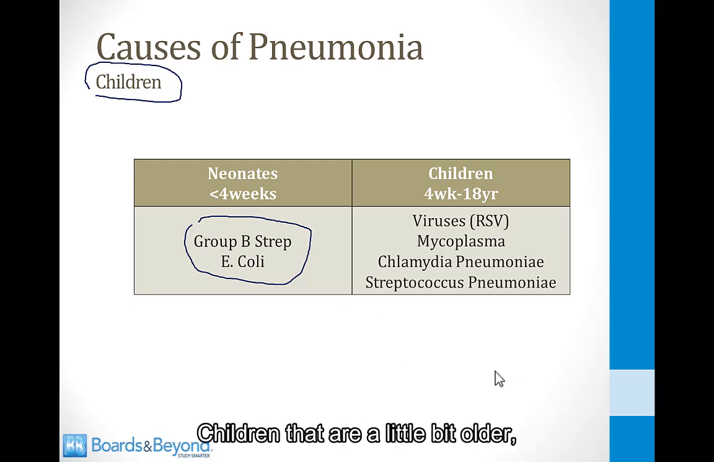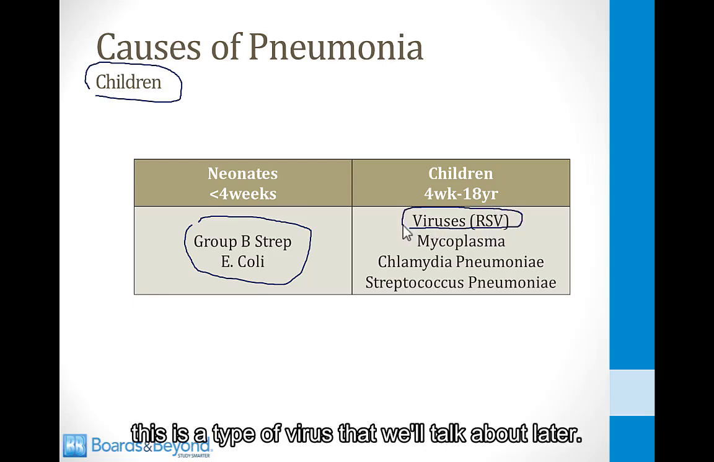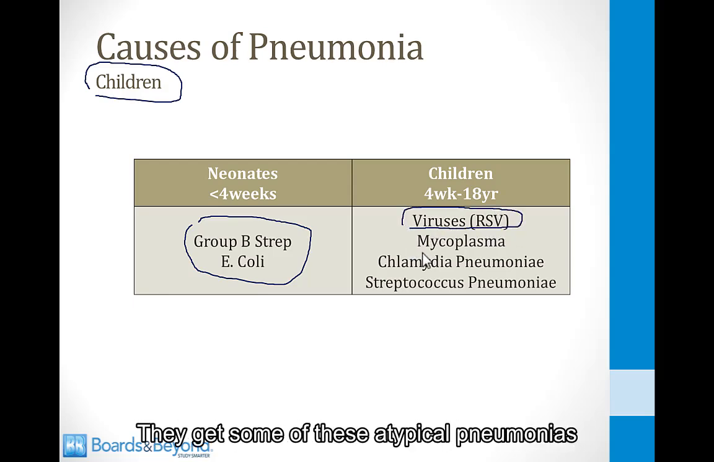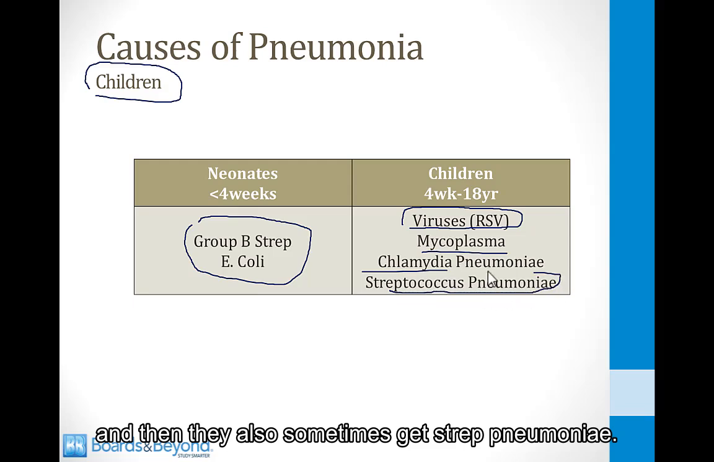Children that are a little bit older, 4 weeks old up to 18 years of age, get pneumonia from RSV very commonly. This is a type of virus that we'll talk about later. They get some of these atypical pneumonias like mycoplasma and chlamydia, and then they also sometimes get strep pneumoniae.